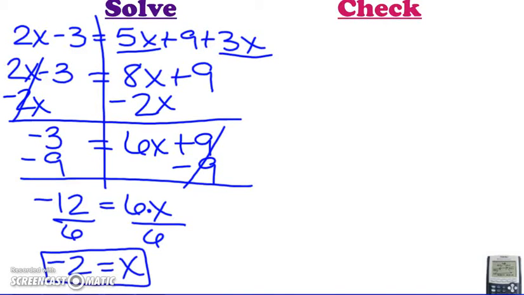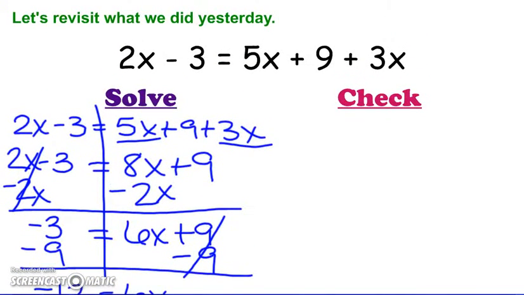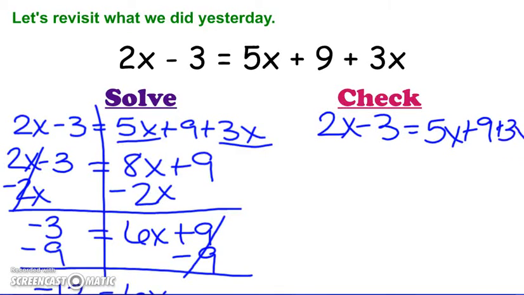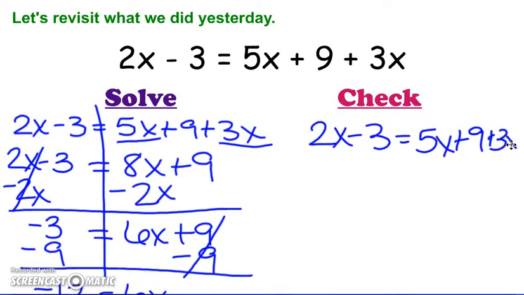Now, you notice that on the other side of the slide it says check. In order to check it without a calculator, you are going to plug in this value for x into the original equation. So let's go ahead and do that. You're going to rewrite the equation. 2x minus 3 equals 5x plus 9 plus 3x. And now you're going to plug in negative 2 everywhere there's an x.